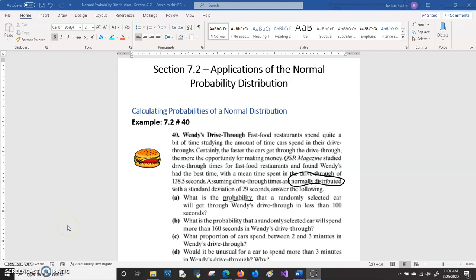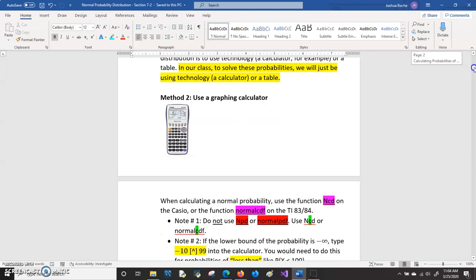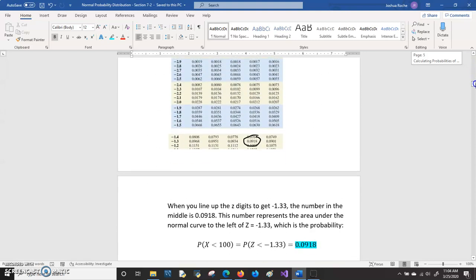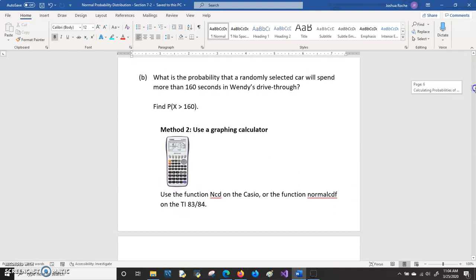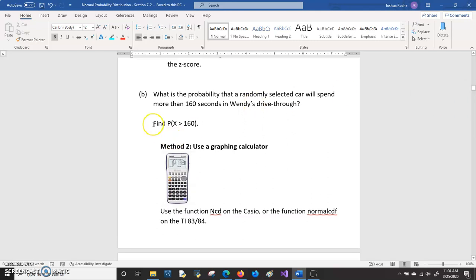Still looking at the same example, 7.2 number 40. In the last video we did part A. Now we'll do part B. What is the probability that a randomly selected car will spend more than 160 seconds in a Wendy's drive-thru? We can describe it in this way: the probability that x is more than 160.